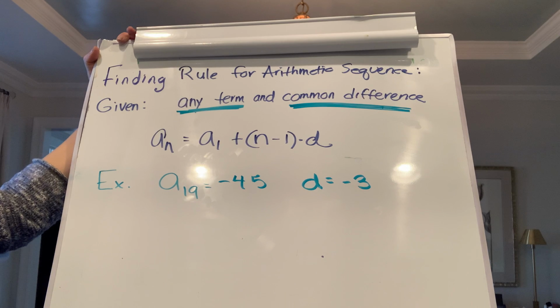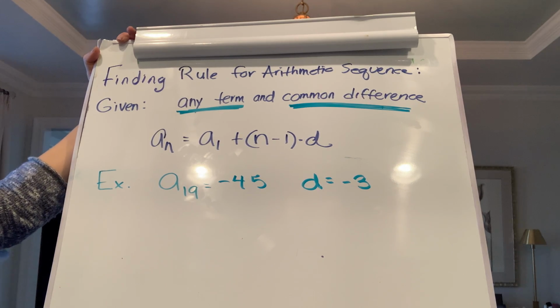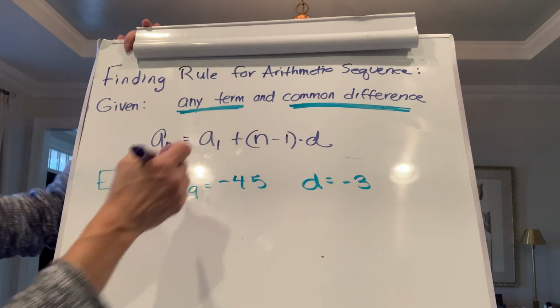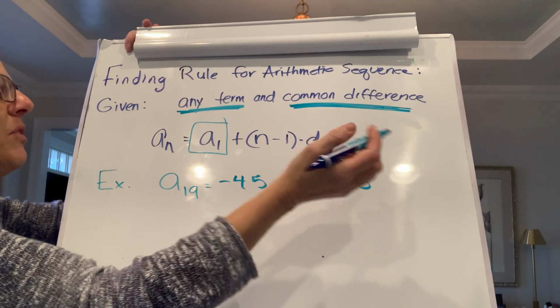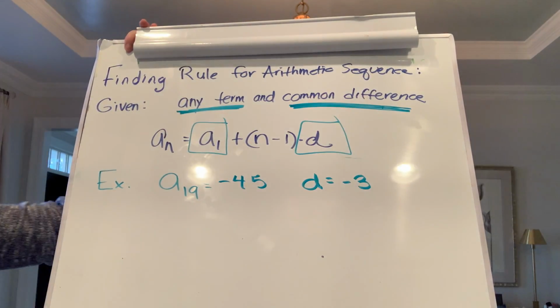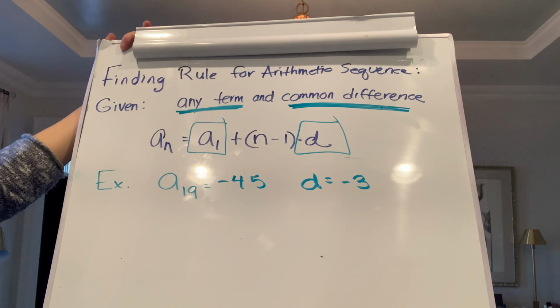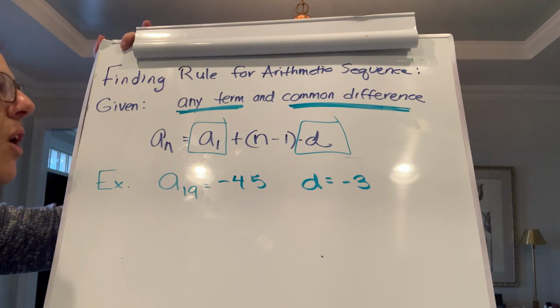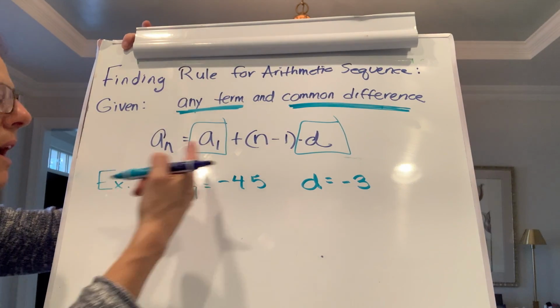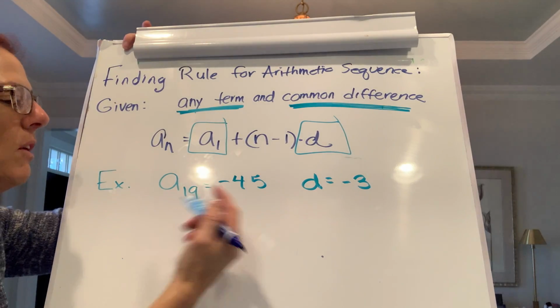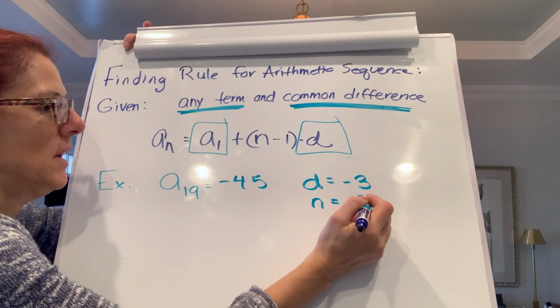All right, so how I'm going to do that is, what is the thing that I don't know? I don't know the first term. So remember, in order to fill in this formula, the two things I need to fill in are the A1 and the D. So I need to be able to find that first term. I have the D, so I'm going to solve for A1. I have the N right here. This tells me that N equals 19.